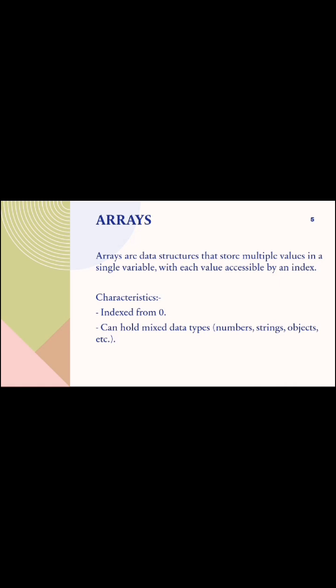Next, let's move on to arrays. Arrays are data structures that store multiple values in a single variable. They are indexed starting from 0, which means the first item in the array has an index of 0. Arrays can also hold mixed data types such as numbers, strings, and even objects.